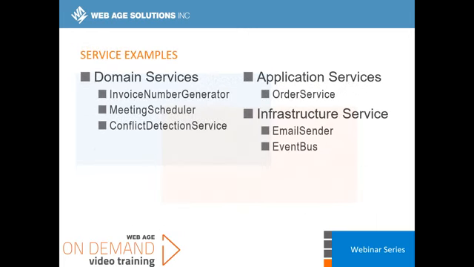So here are some examples of what we might choose to implement as a service. For example, an invoice number generator, or a meeting scheduler, or a conflict detection service. Any one of these domain services has domain logic that doesn't fit into a single entity. And so it lives inside the domain layer. It does not communicate with the outside world. It's a service that's being used by the single bounded context.